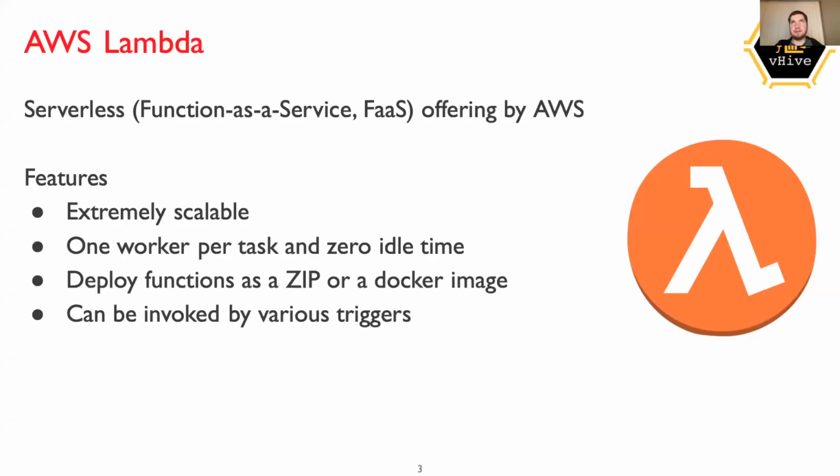Basically, you can define a function in two ways: either as a zip package, basically a folder with code and libraries, or as a Docker image. One of the very important parts is that Lambda can be invoked by various triggers. What it means is that it's very integratable with other parts of your infrastructure. It could be various things, from different queues to API requests.